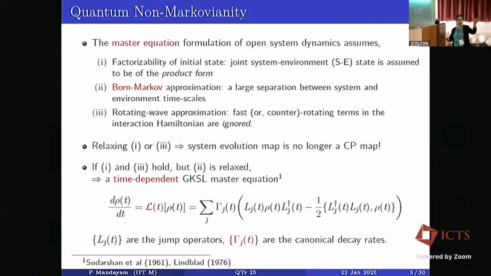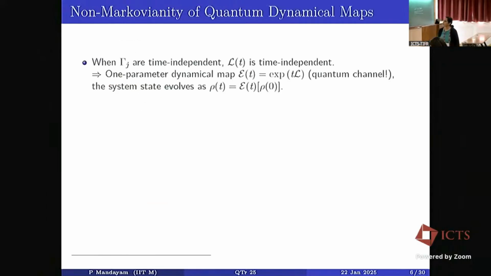And in fact, as the question that was asked towards the end of the previous talk suggested, if these gammas were actually independent of time, that is, there is a fixed decay rate, then we have a Lindbladian which is actually not dependent on time, and then we can write down the evolution in terms of this nice CPTP map, which forms a 1-parameter semigroup, right? So let me just show this on the next slide.